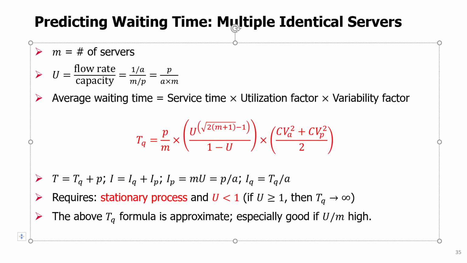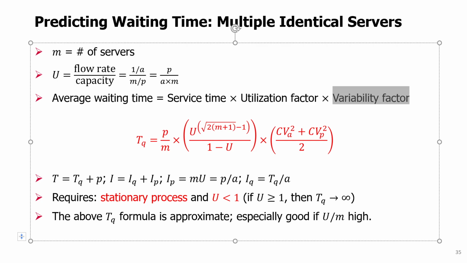We also have to update our formula for utilization. Before, it was flow rate over capacity, and flow rate was 1 over A, capacity was 1 over P, but because now we have M servers, we can process M customers every P time units. So our capacity is M over P, and if you simplify this formula, you get P divided by A times M. And so average waiting time, as before, is defined as a service time factor multiplied by utilization factor, multiplied by variability factor.